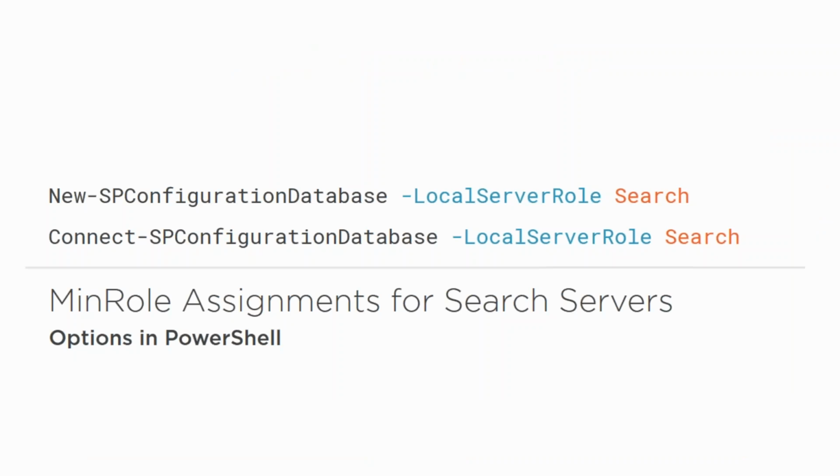I mentioned that when you do the configuration, so when we create a new farm, you have to pass in a local server role. So if you want a search server using min role, then you would specify local server role search. If you're connecting additional servers to the farm and you want them to be in min role status of search, then you simply pass in with the connect SP configuration database. You'll choose local server role search for that as well. So those are your 2 options if you're going to use min role assignments for search servers.